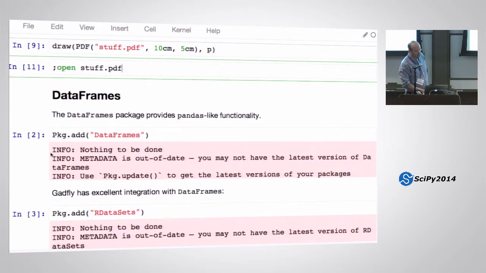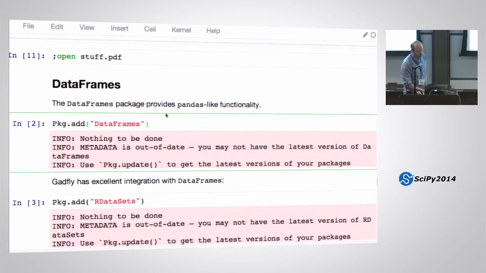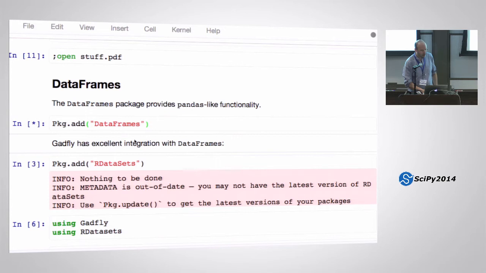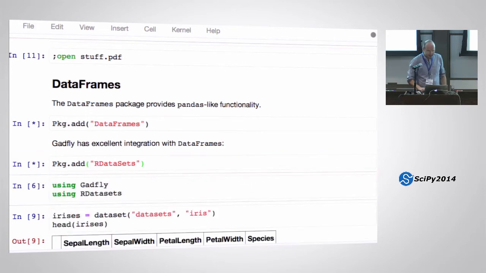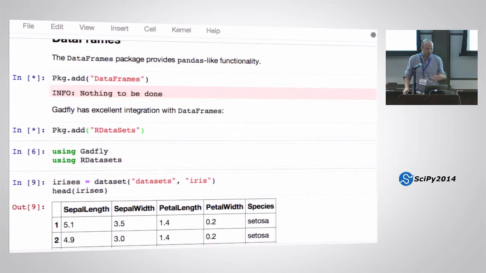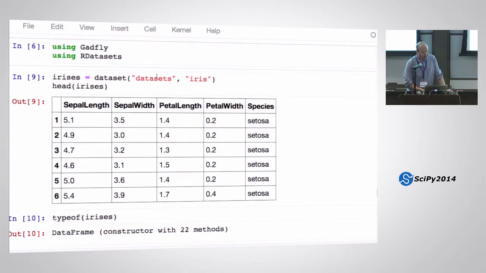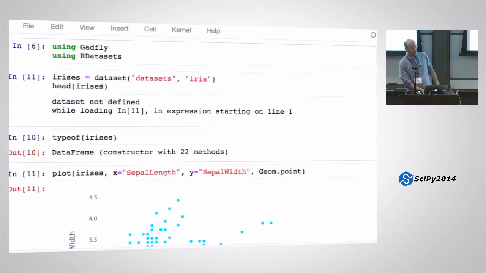So there are some cool examples using some other packages. There's one called data frames, which is like the pandas package in Python. And there's R datasets, which is a collection of standard datasets that people use in R as examples to work on. So I've got them installed already. And Gadfly can just, so what are those?